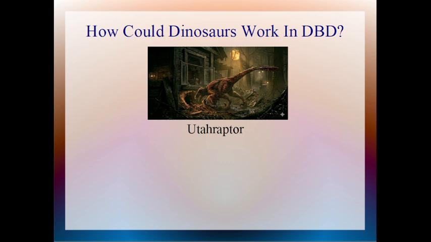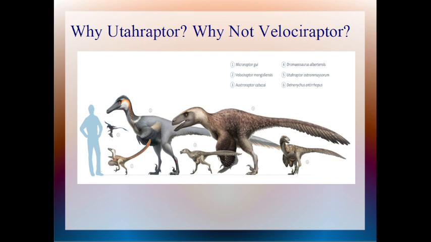So, the first question you might have is, why Utah Raptor? Why not Velociraptor? Why not Jurassic Park? This is the size chart for Utah Raptor and some other types of raptor. Velociraptor is number 2, and scientifically it's about this size. So why Utah Raptor? Well, if we're going scientific, then Utah Raptor would be about here, right? That's about head height for a person. That seems like a more fitting, intimidating monster for DVD.